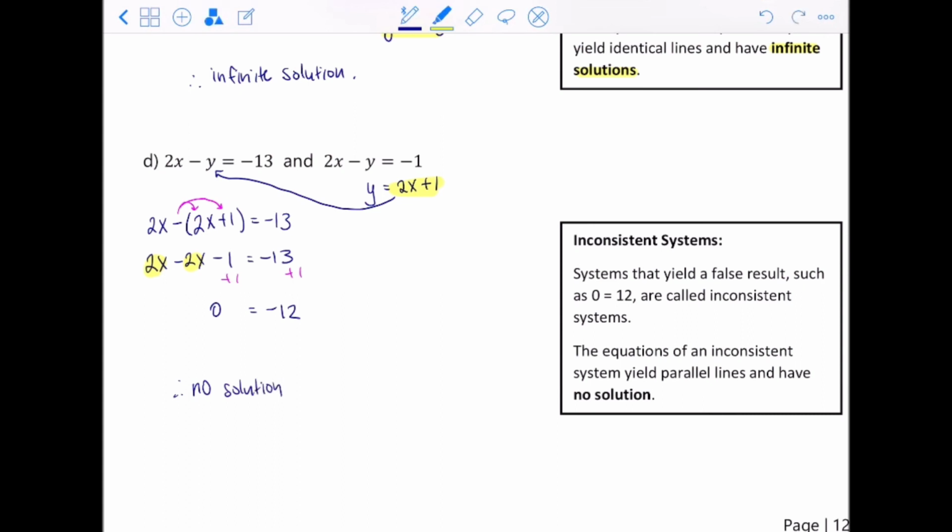to this linear system. So when systems yield a false result, such as 0 equals negative 12, then this is called an inconsistent system. Okay, so the equations of an inconsistent system yield parallel lines. So they'll not have any intersection, therefore there's no solution.